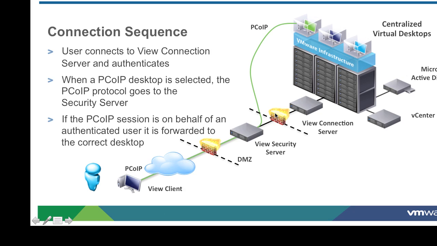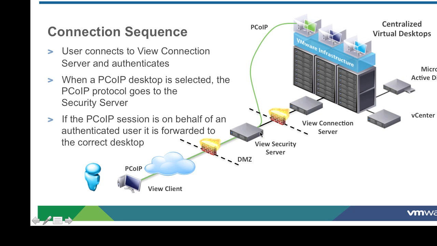Similarly, on the internal-facing firewall, you'd want to configure that so that it allowed the PC over IP traffic to go from the View security server to any of the virtual desktops, but you'd want to make sure that that traffic can only come from a View security server.